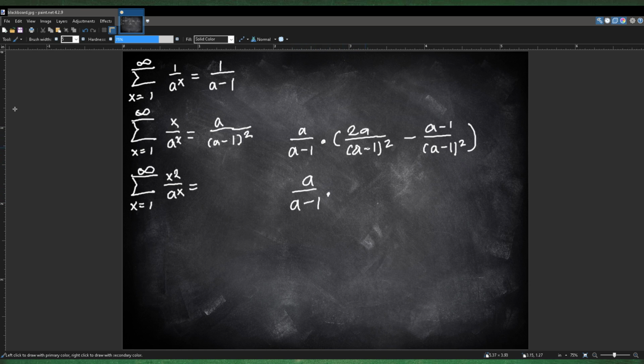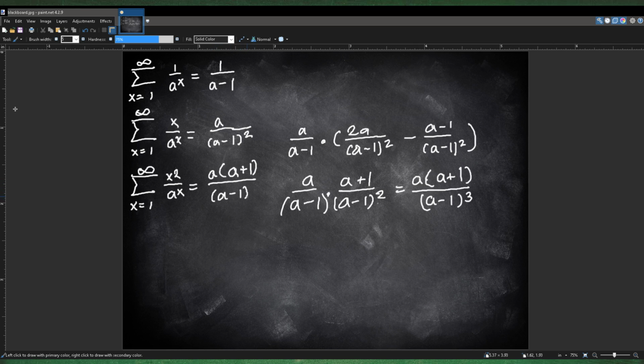Okay, so now we don't have any more summations. So 2a minus a is a, minus a negative 1 is plus 1, and then a minus 1 squared, which simplifies to a times, which I like to just use parentheses, but I just wrote times there so you could know, a times a plus 1 and a minus 1 cubed, because it's a square and that's just a power of 1. So that's just a minus 1 cubed. That tells us it's just going to be a times a plus 1 over a minus 1 cubed.